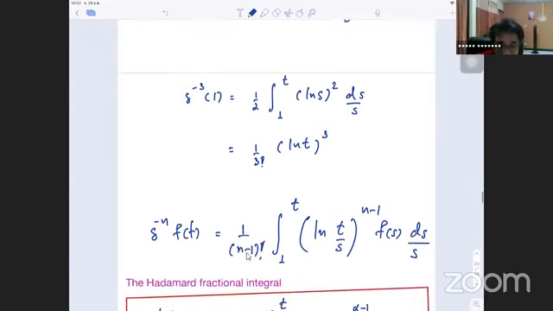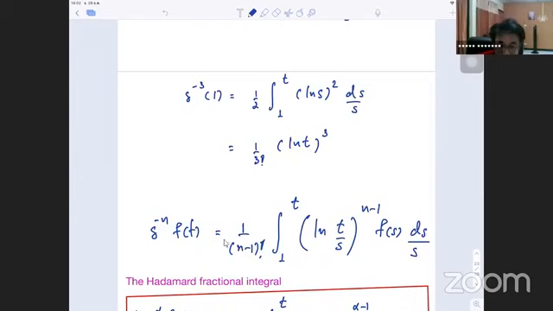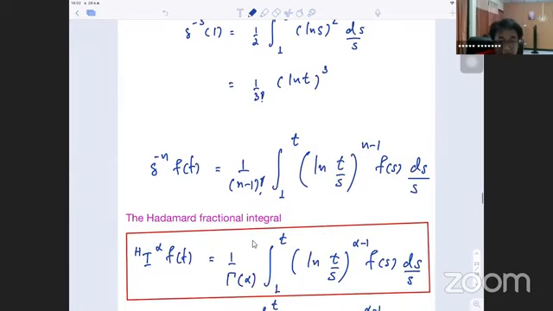The mathematician Hadamard replaced this factorial by the gamma function and defined the Hadamard fractional integral like this. You see, replace this by this. And the kernel is log t over s, or log t minus log s.